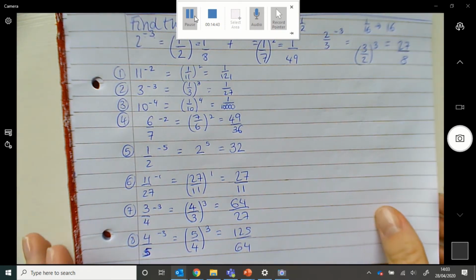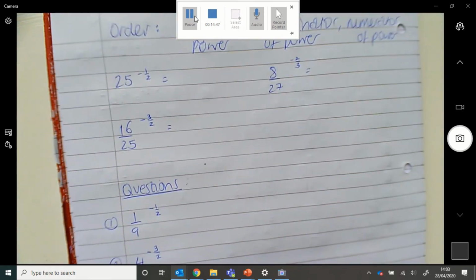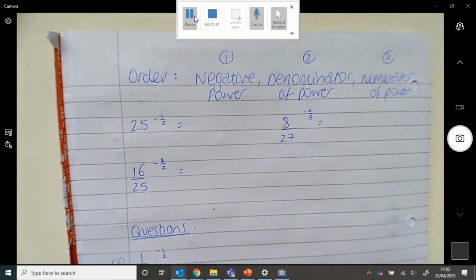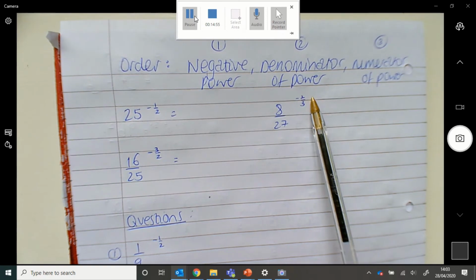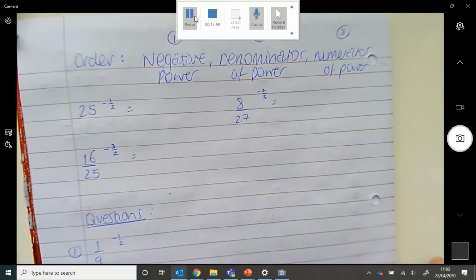Okay, final little bit of indices is thinking about tying it all together. As we've said already, the order is important. I need to do the negative bit of the power first, then the denominator of the power if it's there, and then finally the numerator of the power. So I need to keep it in that order. Each of these 3 questions has got all 3 parts in the power. It's got a negative, a denominator and a numerator, so it's tying it all together.